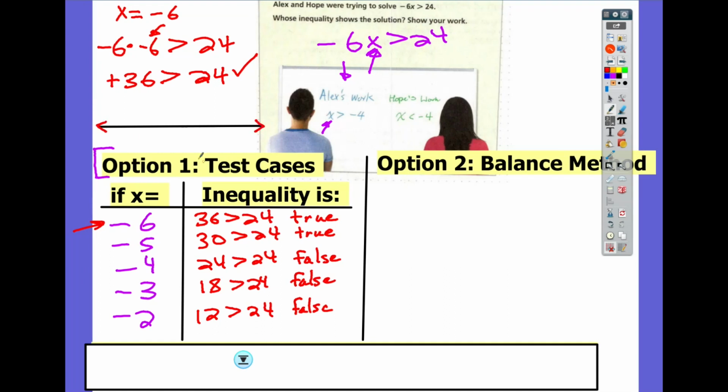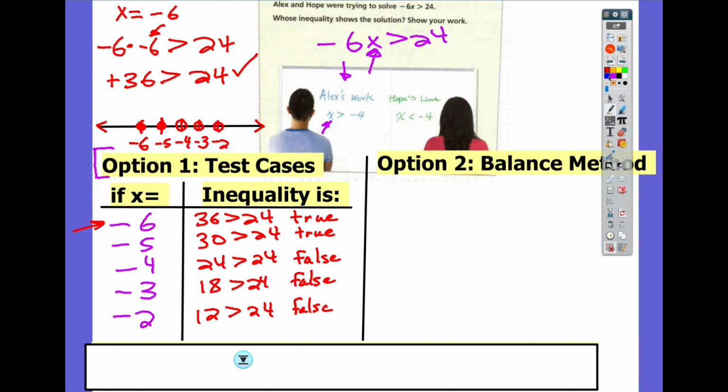And let's plot what we know. So we know -6, that's true. Let's fill it in. We know -5, that's also true. Let's fill it in. -4, we know that's not true. -3, we know that's not true. And -2, we also know that's not true.